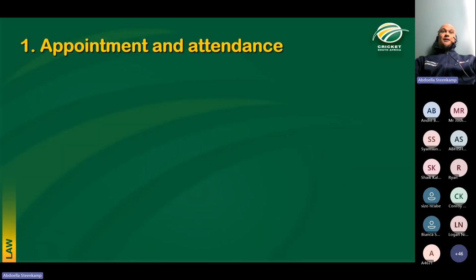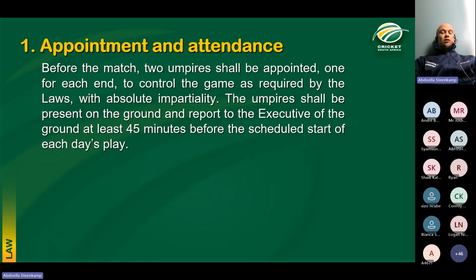Law 2 is the umpires. So when it comes to the appointment and attendance of the umpires, the laws want 2 umpires to be appointed to each game. Yes, it's not always the case. Sometimes, especially at club level, you'll find an umpire not pitching, and then there's only 1 umpire. Can happen, but 2 umpires are to be appointed to each game.